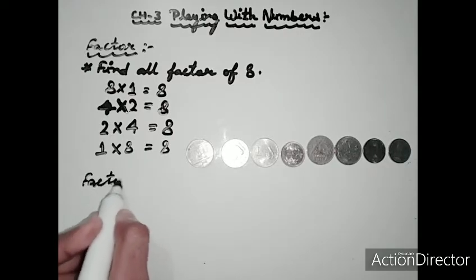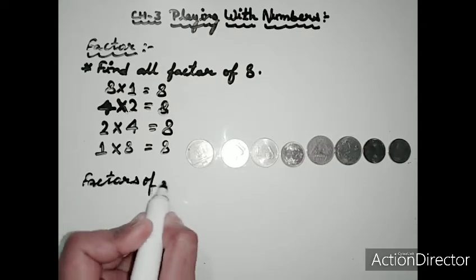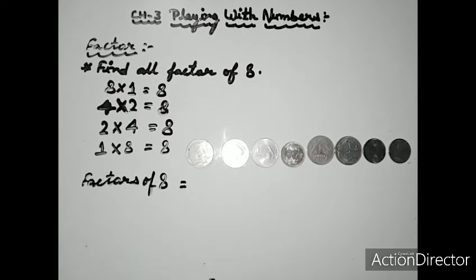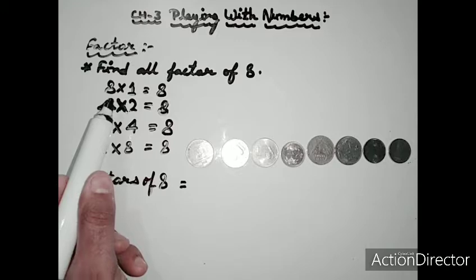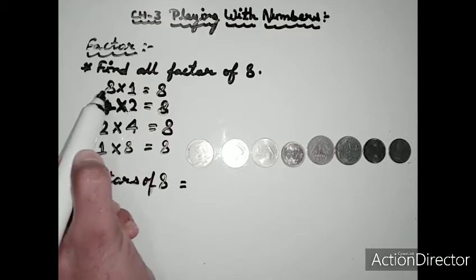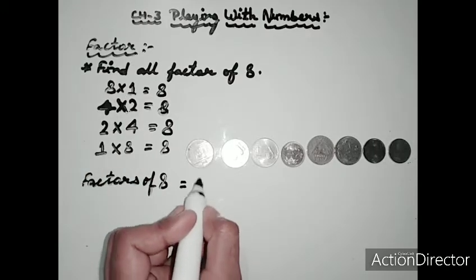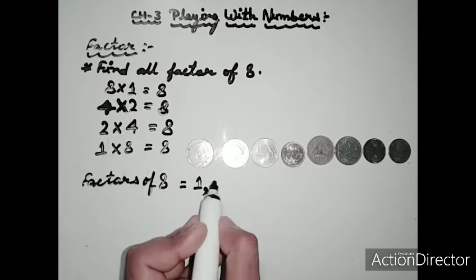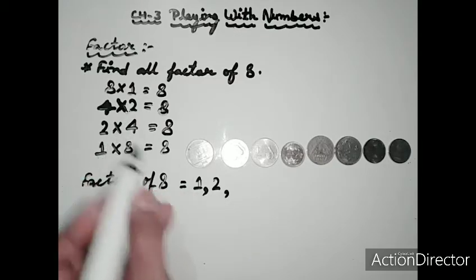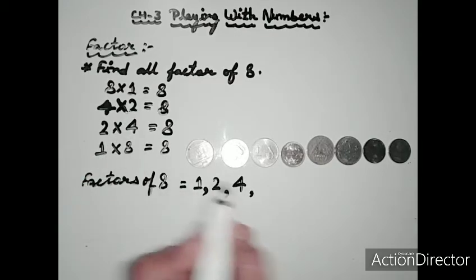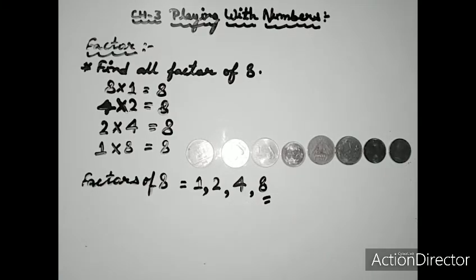So we write factors of 8 is equal to, and here we do not repeat the number again and again. We write first 1, then 2, then 4 and 8. So these are the factors of 8.